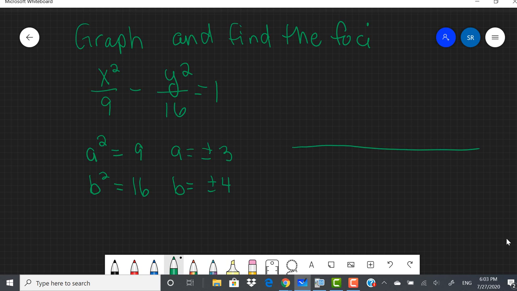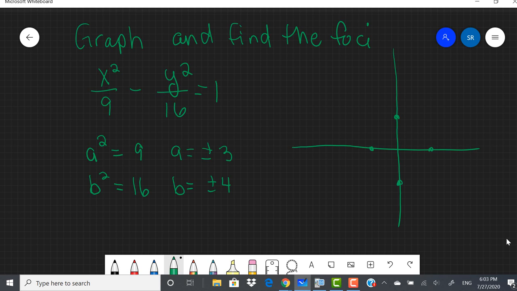I didn't use my perfect ruler there, but we'll go ahead and use my graph right there. So we're first going to start with a equals plus or minus 3. So we're going to go over 3, and minus 3. And then we're going to go up 4-ish and down 4.